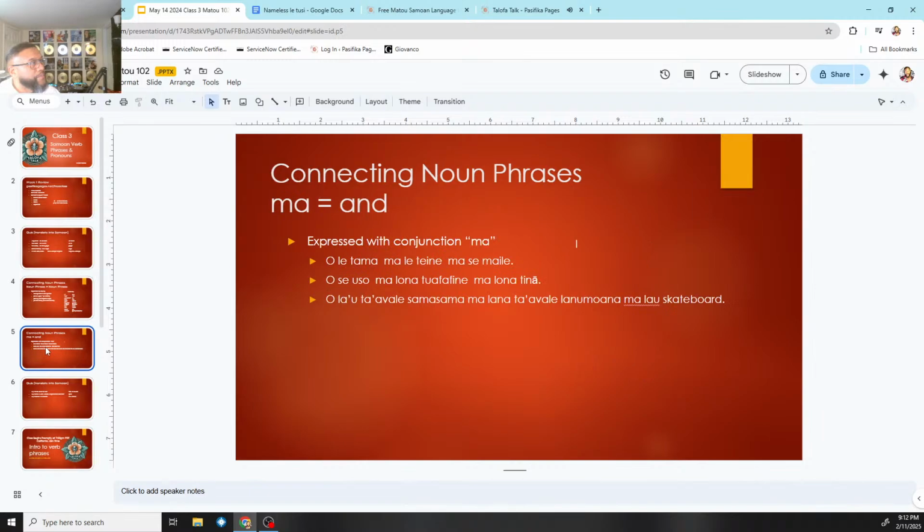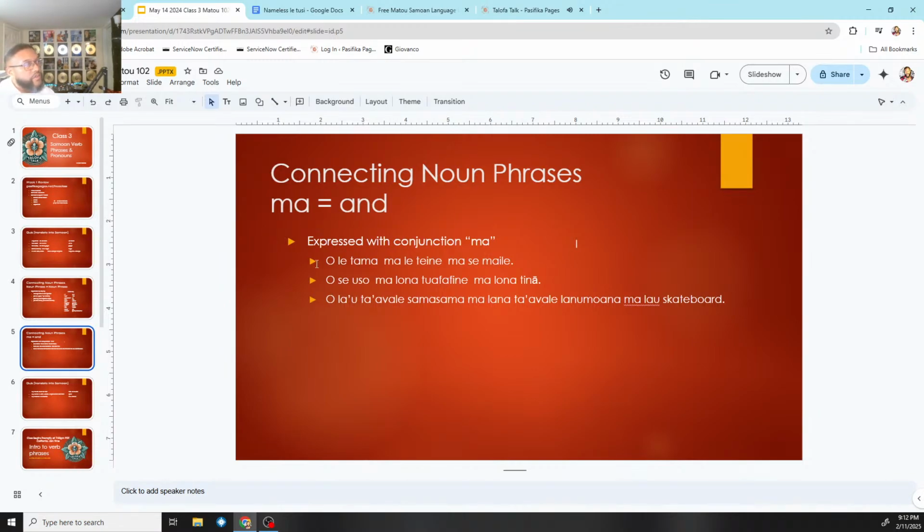So another way to connect noun phrases is the word ma. You can look at it like the word "and," or like a comma, because in English we'll do a comma and just keep going on and on. In Samoan, we just say ma.